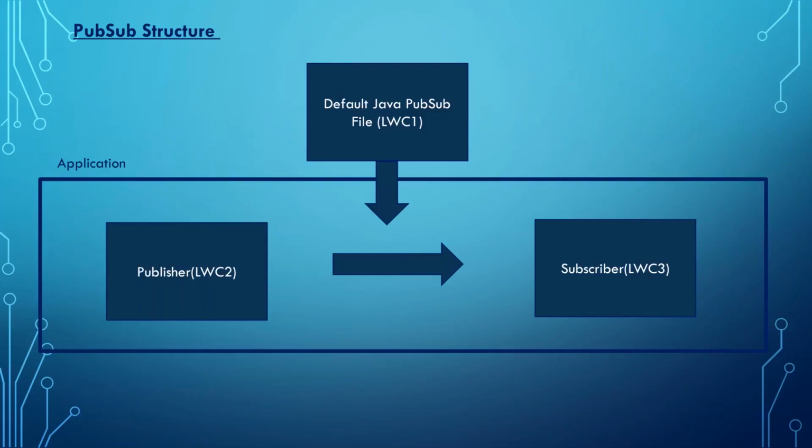But in that case, you need one more file, and the file name is the PubSub file. Between these components in the application, you need a third file called the PubSub file, which is another LWC component. To communicate between the two components, you need a third hidden component, and that component is called PubSub.